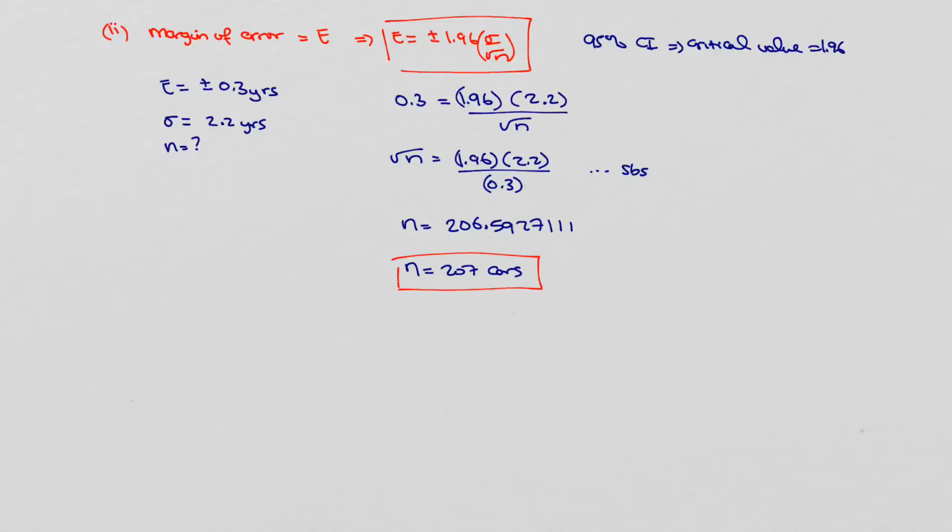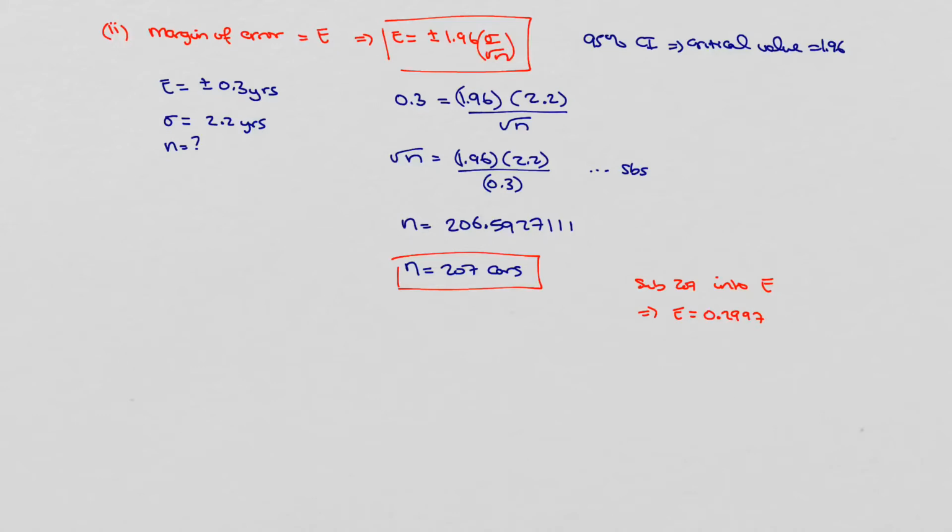Now if you're not sure, you can always check this, right? So I mean, if I was to say 1.96 times 2.2 over the square root of 207, well, what that gives me is 0.2997, right? So if I sub 207 into the formula, that gives me E is equal to 0.299, right? So in other words, that's less than my 0.3.